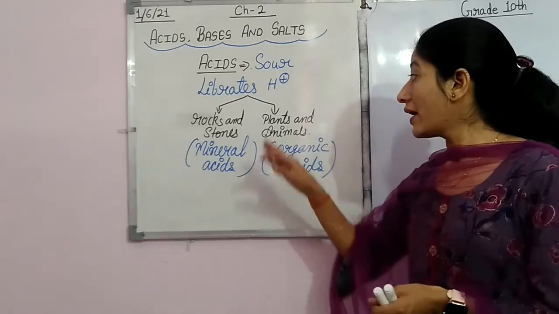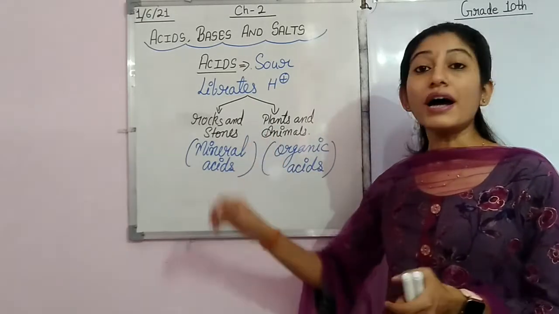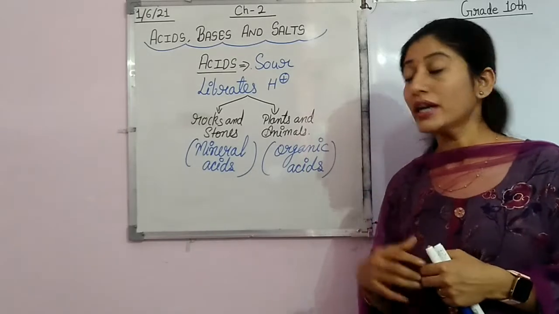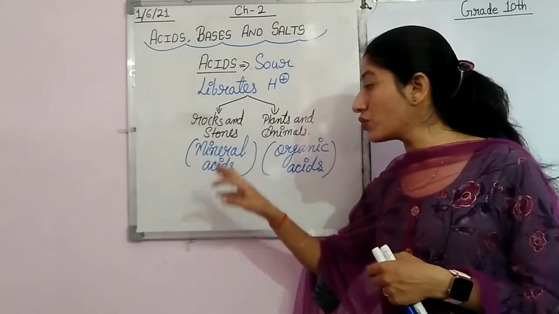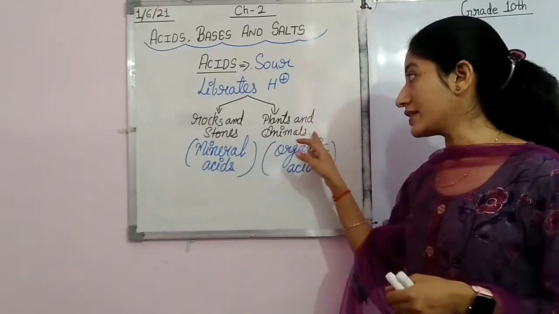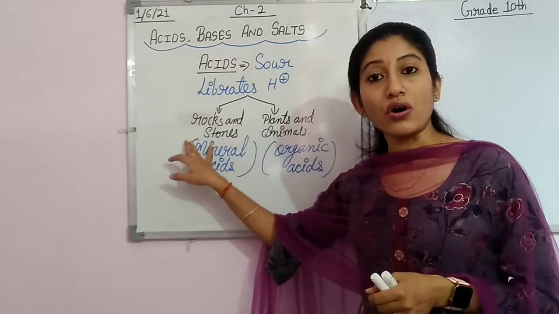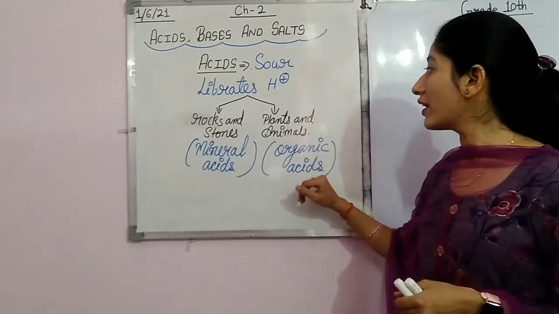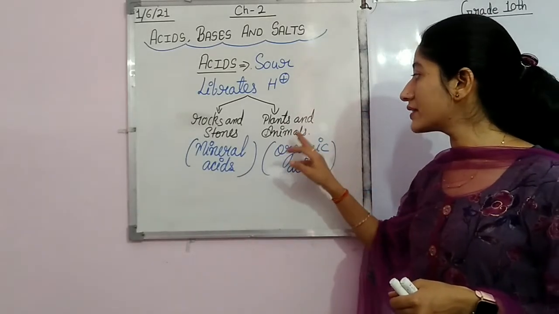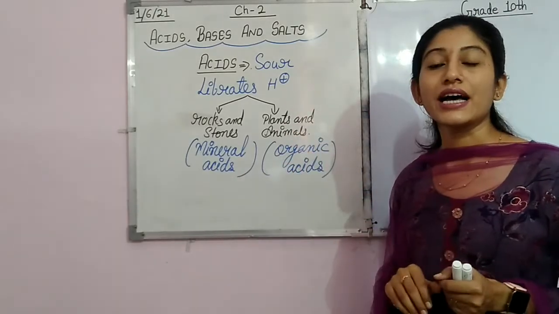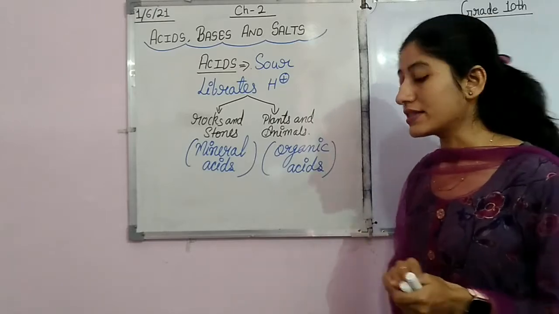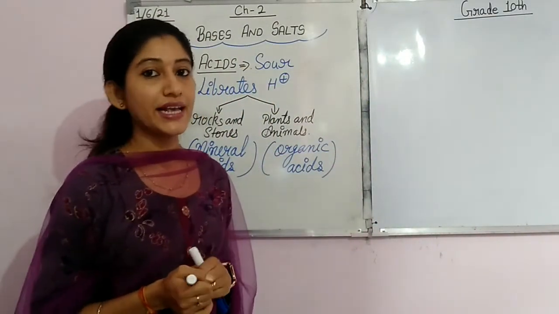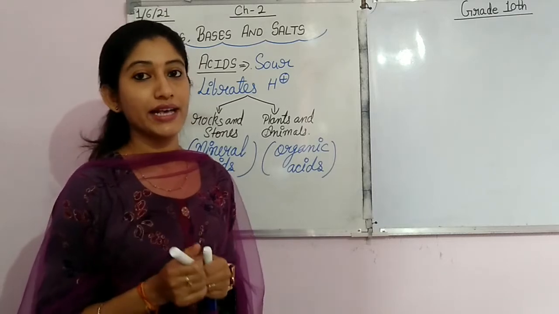These can be divided into the two parts according to the source from which we have obtained. So these are rocks and stones, and it can be the plants and animals. When we talk about the rocks and stones, such acids are called the mineral acids, and when we talk about the plants and animals, such acids are called the organic acids. Now let's see the example of the mineral acids and organic acids.